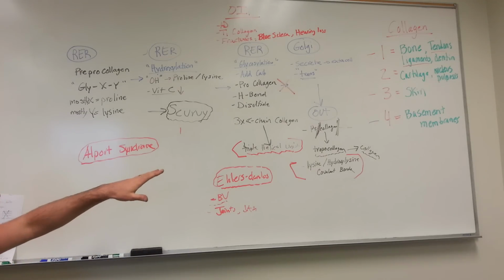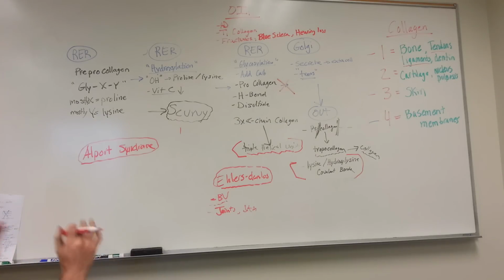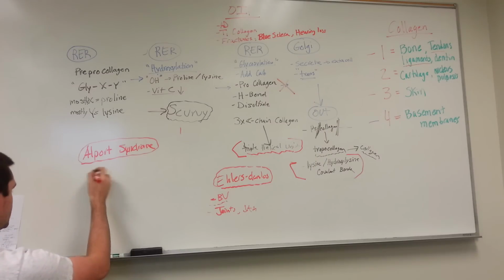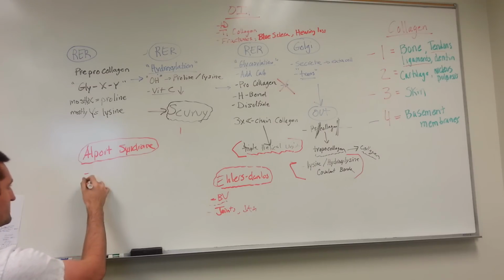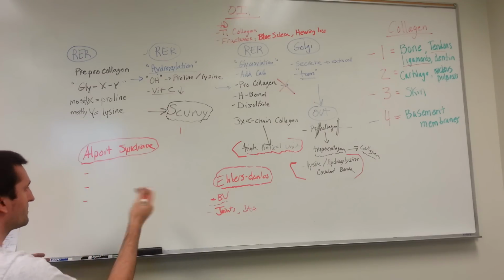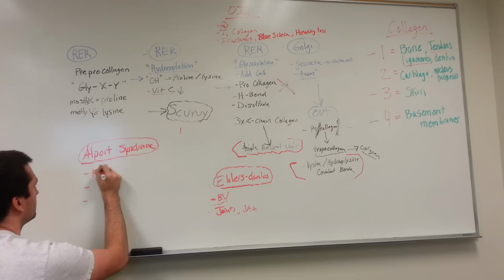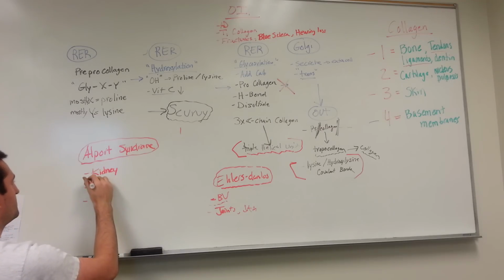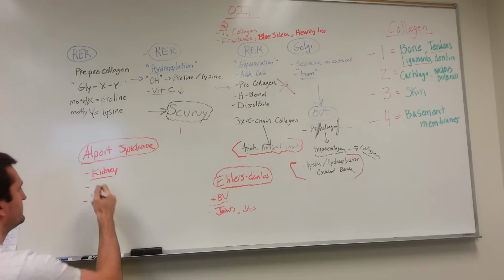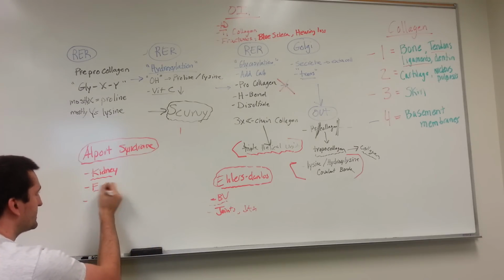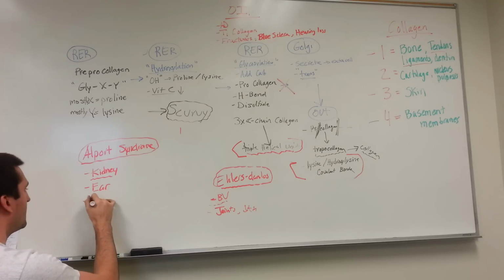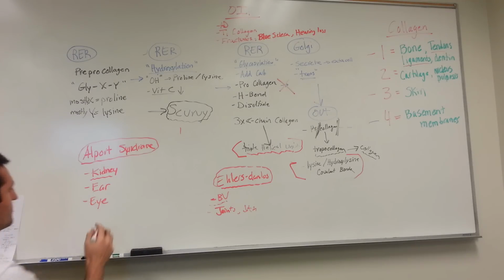Well, I just said it was type 4 collagen, and we know that type 4 collagen deals with basement membranes. So Alport syndrome is going to be a basement membrane disease, and there are 3 areas of the body that are going to be most affected, primarily the kidney. The kidney is going to be a big one. Then also you might see stuff in the ear, and then eye defects. So we're going to start with the most important one, the kidney.